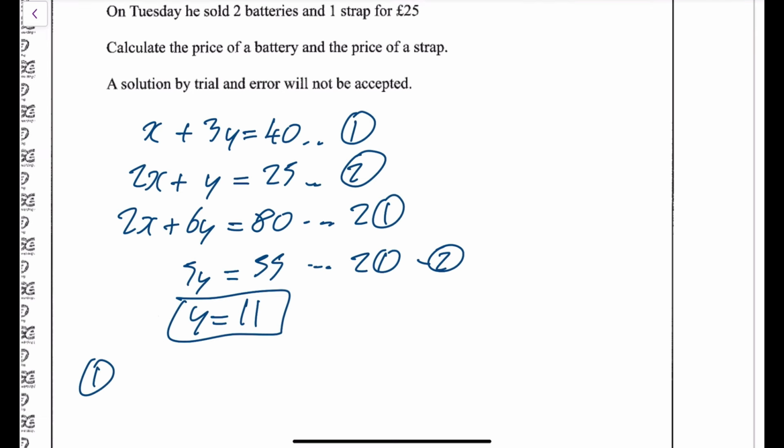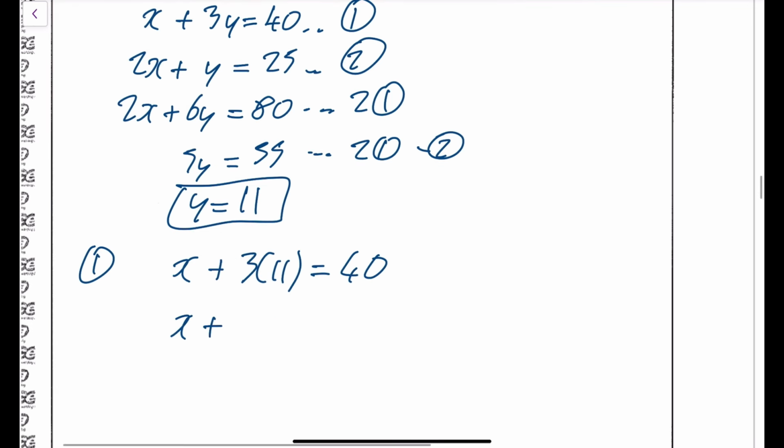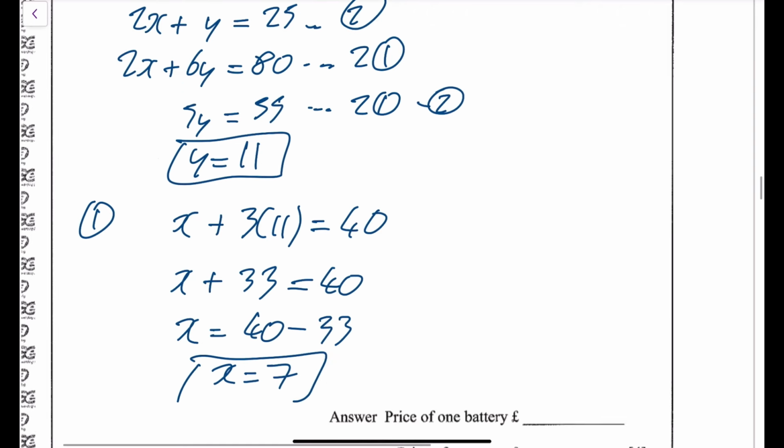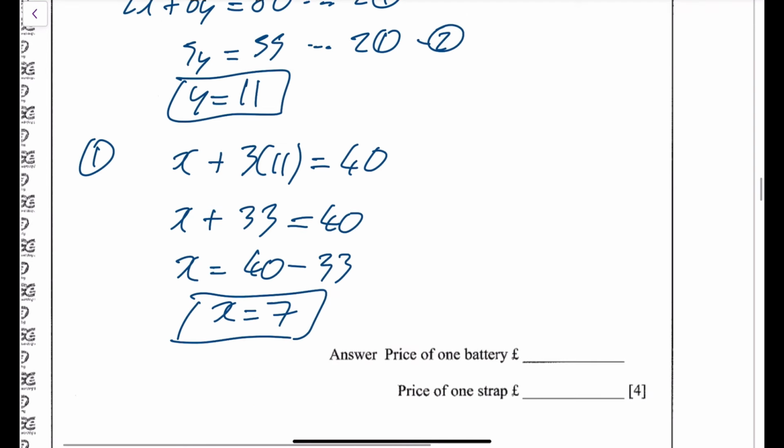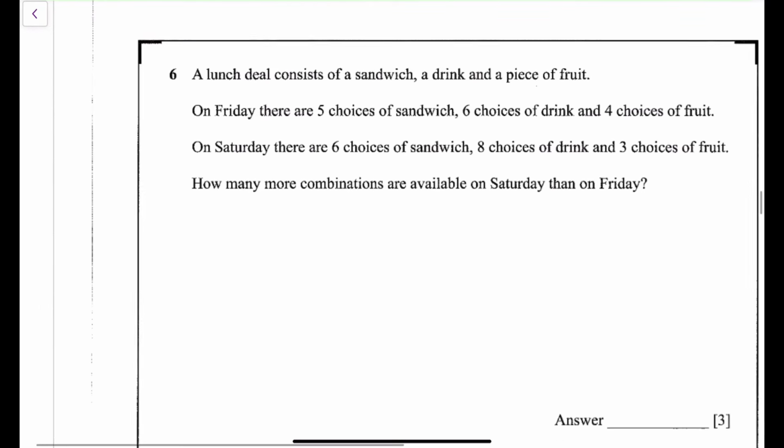Sub that into equation 1, and you're going to have x plus 3 times 11 is equal to 40, which means x plus 33 is equal to 40, which means x is equal to 40 minus 33, which means x is equal to 7. So 1 battery costs £7 and 1 strap costs £11.